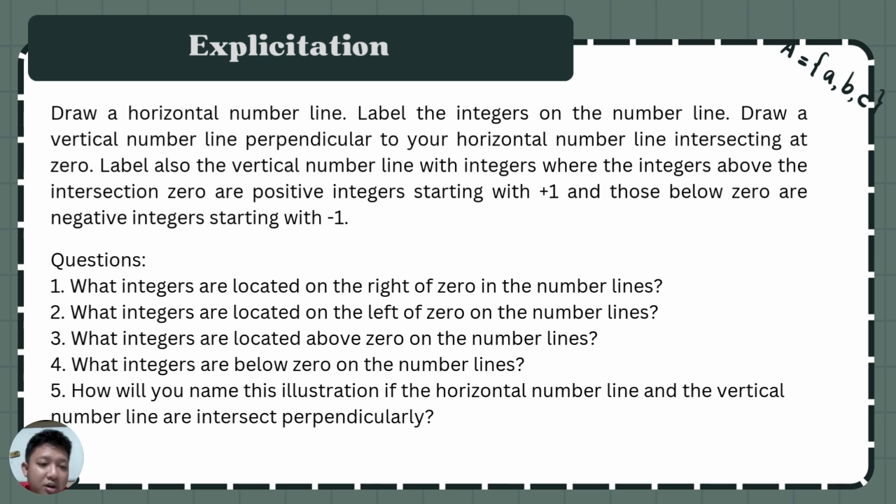Now, the questions are these. What integers are located on the right of the 0 in the number lines? Next, what integers are located on the left of 0 on the number lines? Third, what integers are located above 0 on the number lines? Number 4, what integers are below 0 on the number lines? And number 5, how will you name this illustration if the horizontal number line and the vertical number line intersect perpendicularly?